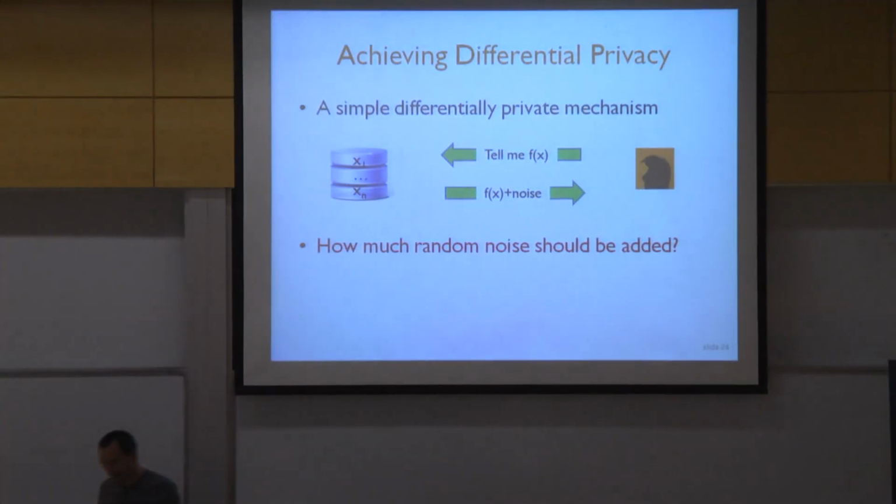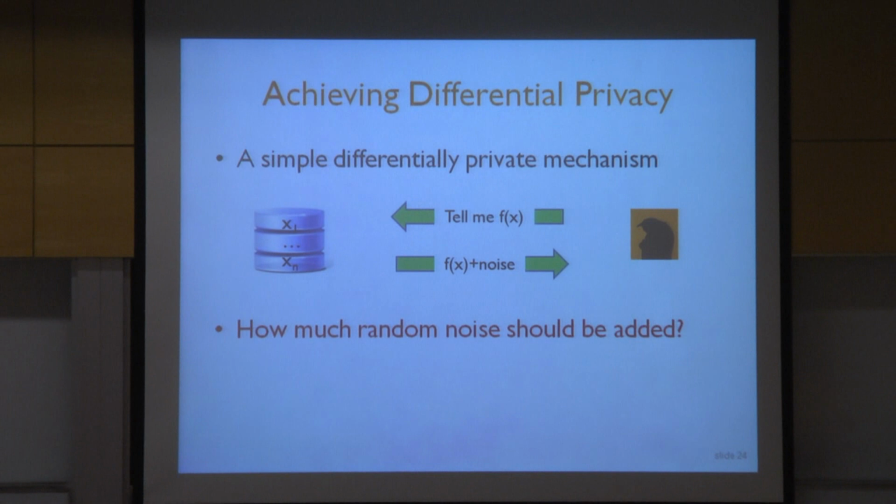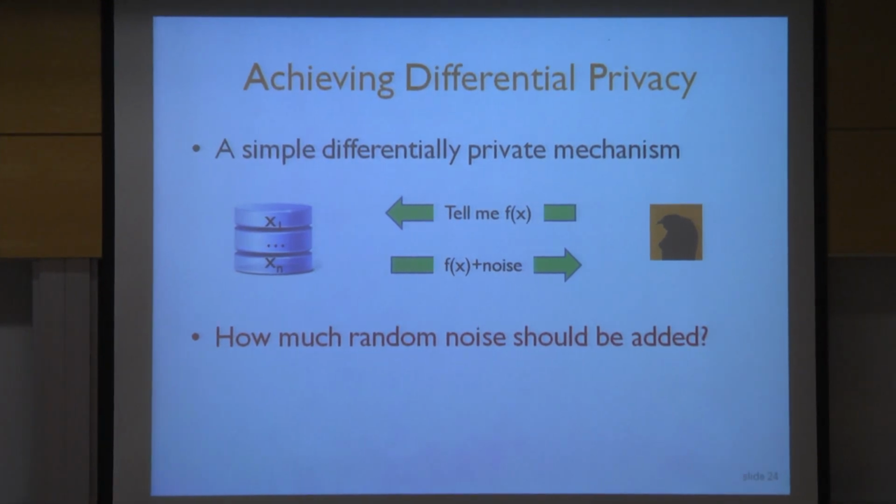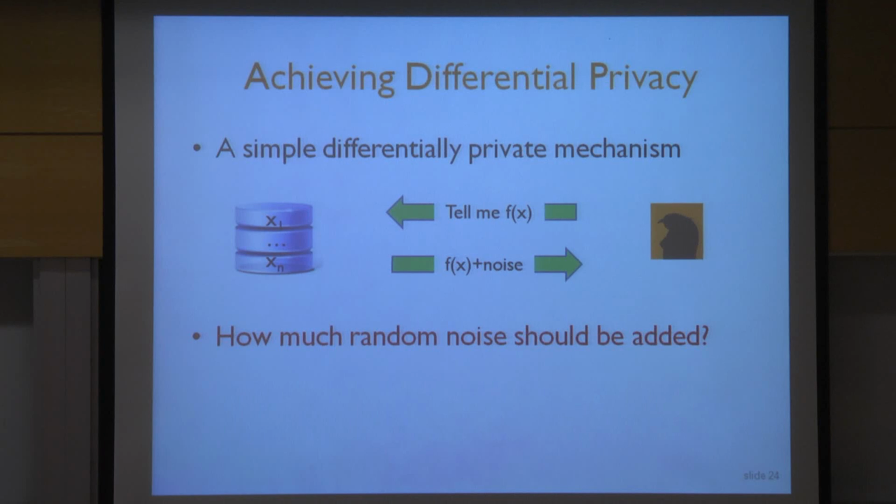So there are many algorithms and mechanisms for achieving differential privacy in the literature. Here we're going to go for the simplest one based on adding random noise. So instead of outputting the true output, we're going to perturb it by adding some random noise. But here is a key question: how much random noise should we add intuitively?